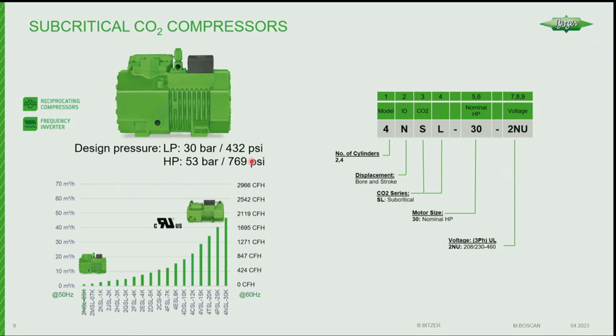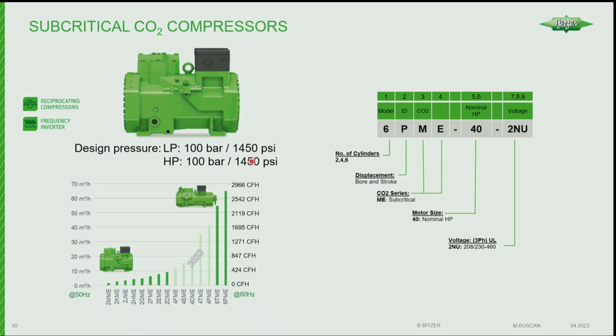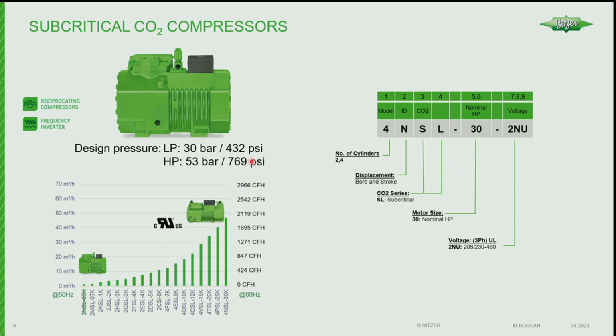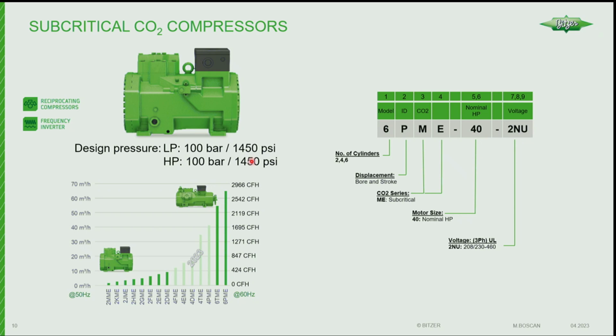Next series is the ME series. So again, it's subcritical. It's for low temp. The ME series has high standstill pressure. So instead of the 430 and 770, we have 1450 on both the low side and the high side.